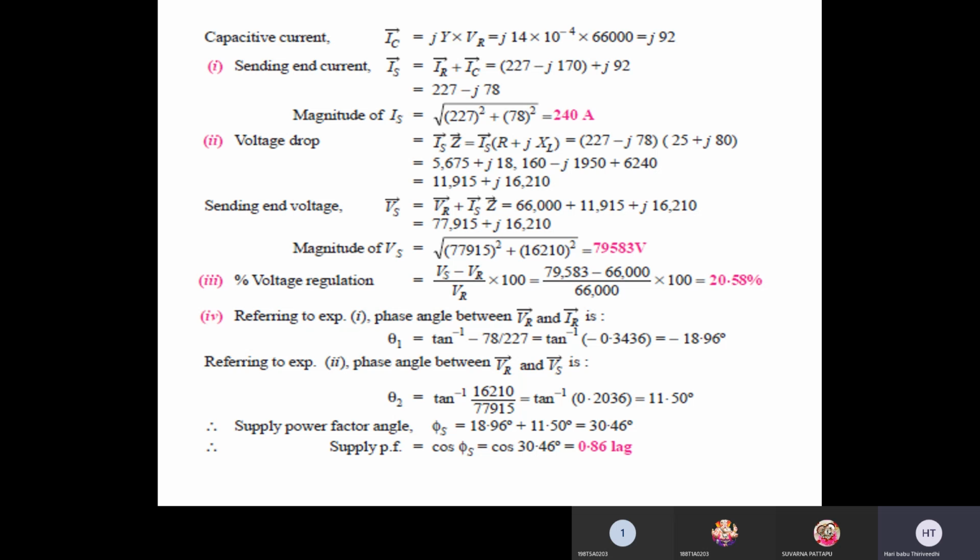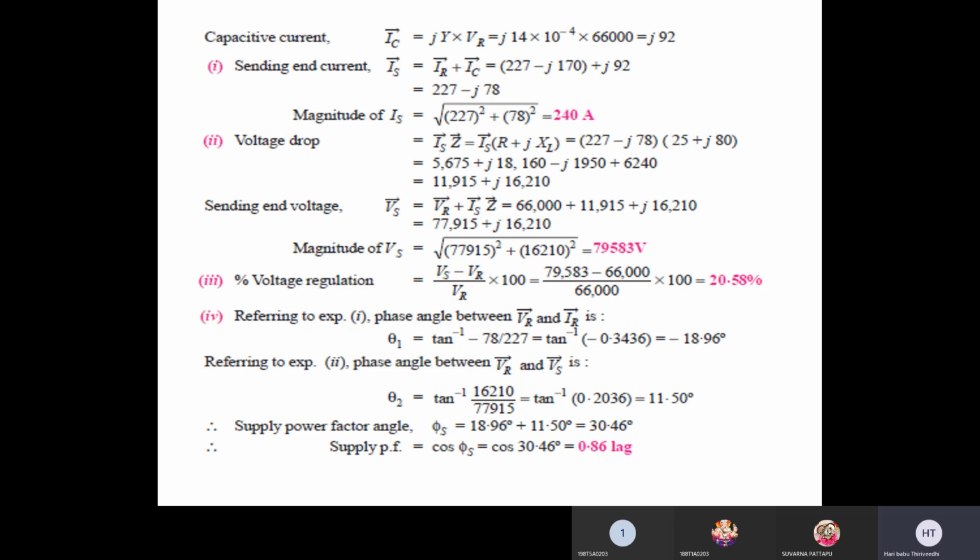Now we have the sending end current, now the voltage drop is nothing but IS Z, and adding the receiving end voltage to it gives the sending end voltage. So voltage drop is nothing but IS Z, that is IS into R plus jXL. We know the R value, we know the XL value, we know the IS value. 240 into 25 plus j80, we are getting this value. Therefore sending end voltage VS is equal to VR plus IS Z. VR 66,000 plus voltage drop value 11,915 plus j16,210. By adding this, 77,915 plus j16,210.